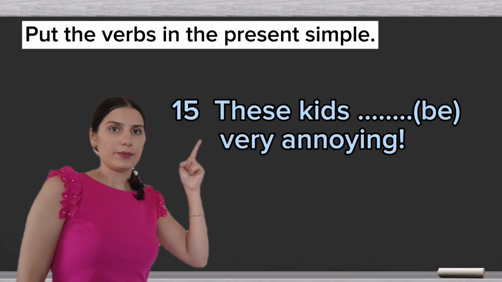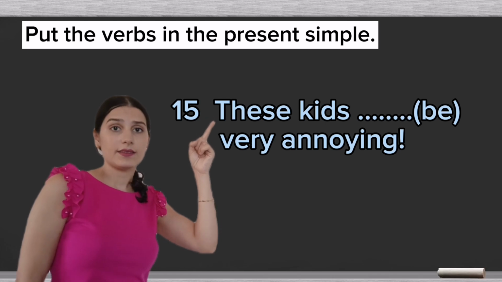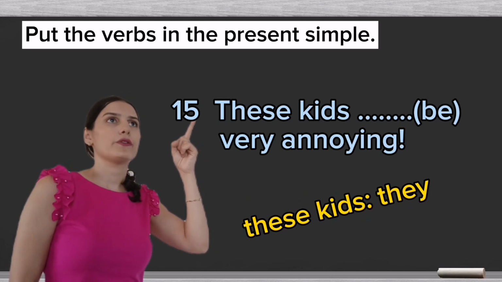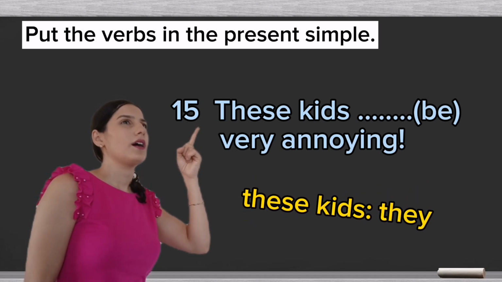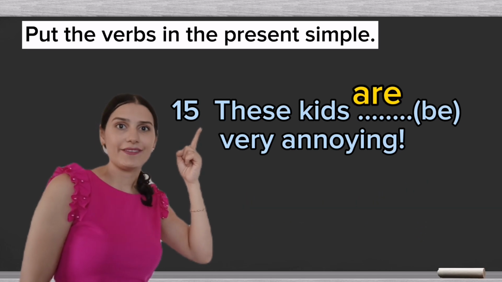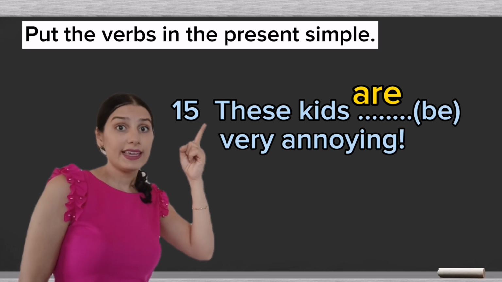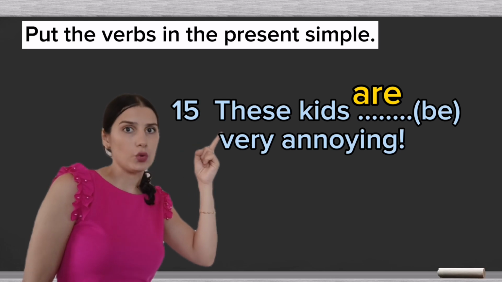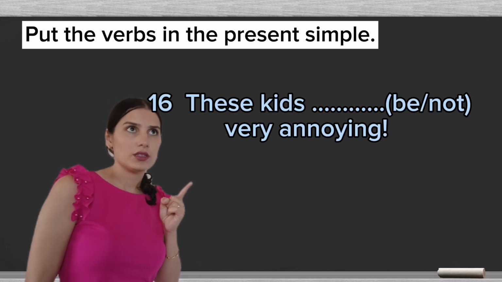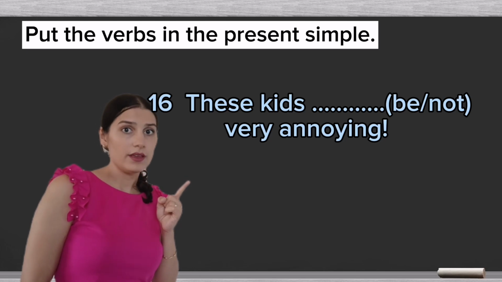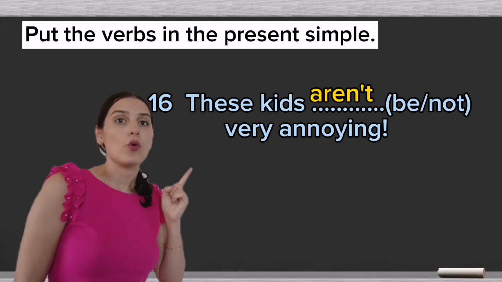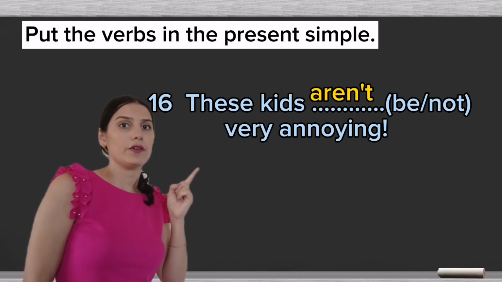Very good. Another example. These kids. Okay, so we can use they to refer to these kids. Okay, so with they, we say are. Very good. So these kids are very annoying. This is positive. Now, okay, not. So it's a negative sentence. So these kids are not or aren't very annoying.